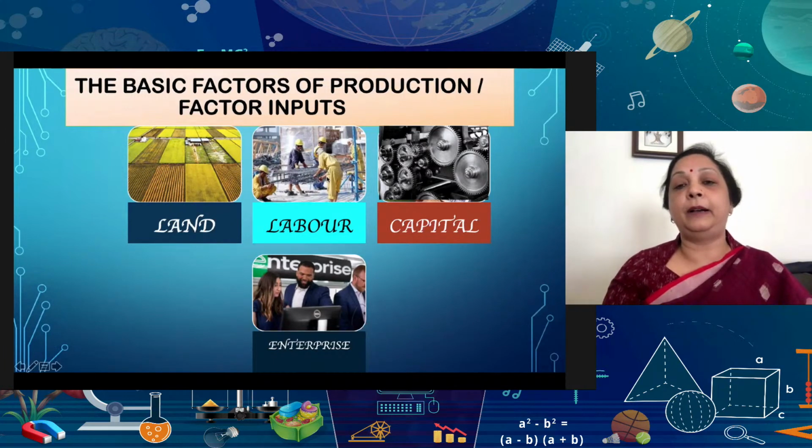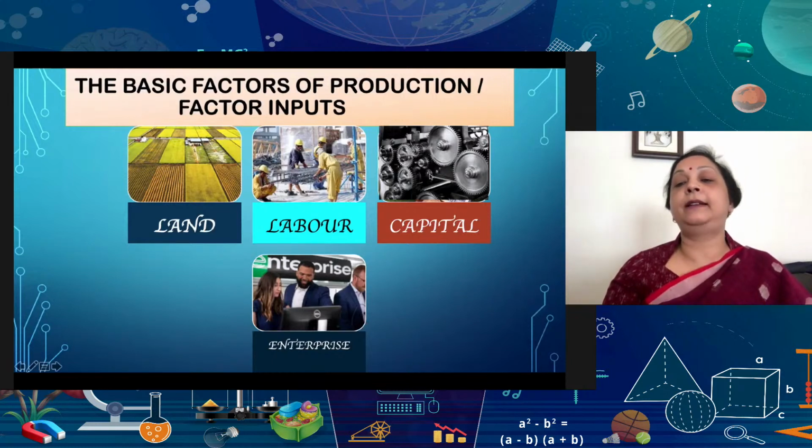Second is labor. We cannot visualize production without labor. Labor is an important aspect. So here we see the laborer working in a factory. There could be laborers working in a field, in an agricultural field. When a producer hires labor, he has to pay wages to them. So wage is the price paid for labor. It is included in the cost of production.